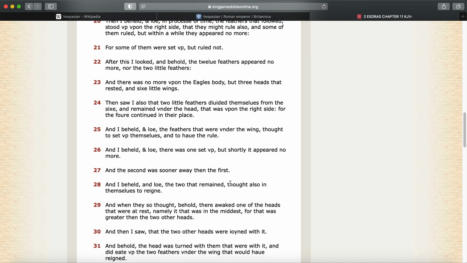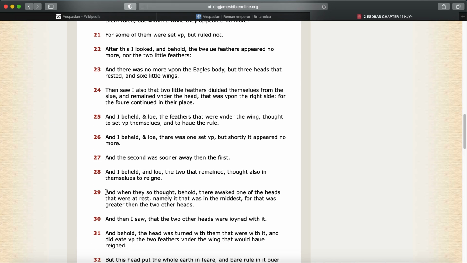Okay, verse 28. It says what? "And I beheld, and lo, the two that remained also in themselves thought also themselves to reign." Now, this is where I know we said 27 is Otho, but Otho kind of goes into 28 as well. This is Otho and Vitellius. So now we include Vitellius. Vitellius only ruled for 8 months. Okay, Vitellius came up in mid-April as well, to overtake Otho.